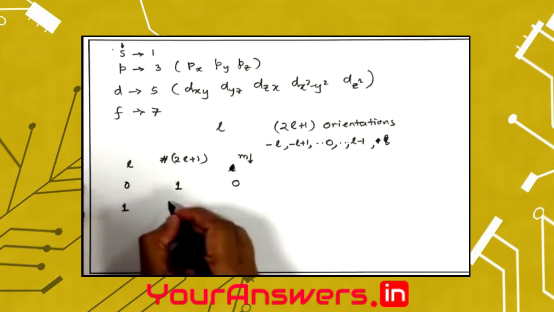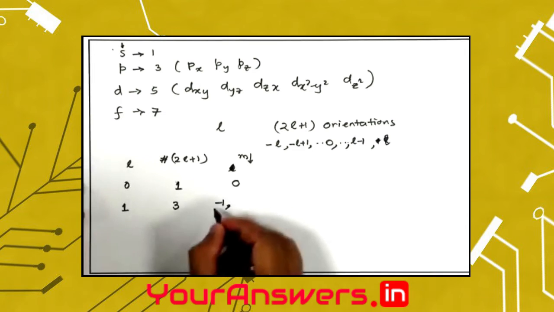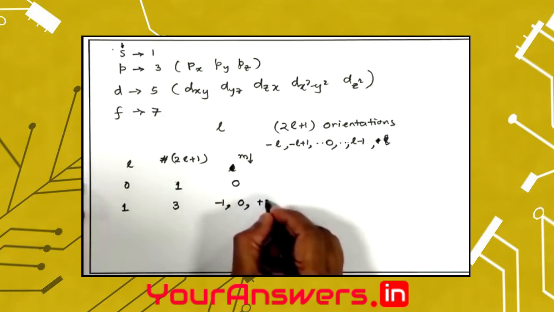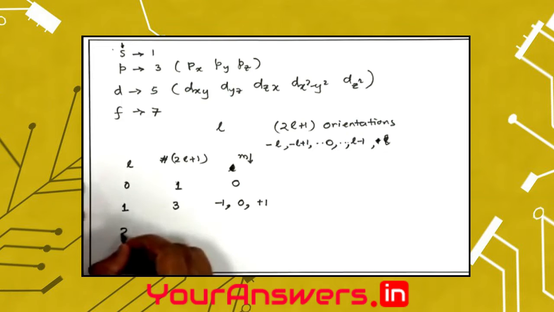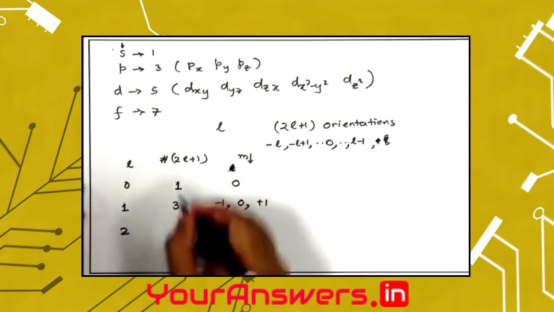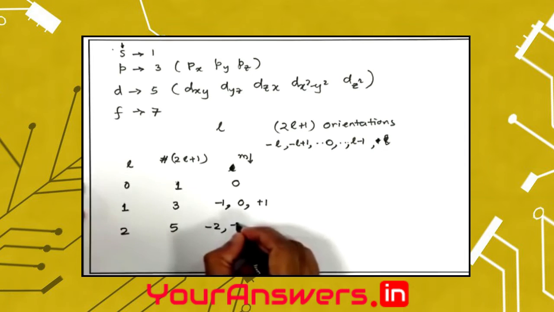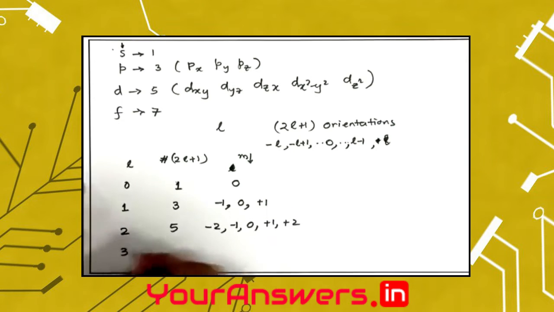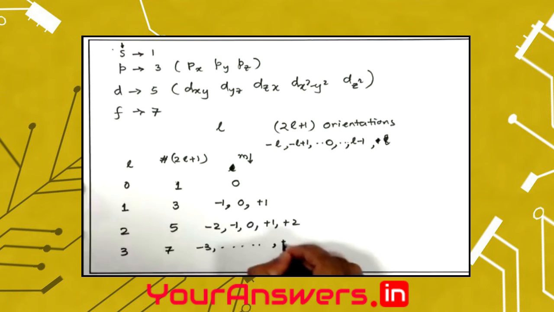When L is 1, how many possible values are there? 2 times 1 plus 1 is 3, and what are they? It starts from minus L, that is minus 1. In a step of 1, minus 1 plus 1 is 0, and one more step, 0 plus 1 is plus 1. So, it can be minus 1, 0, plus 1. These are the three different magnetic quantum numbers. When L is 2, how many different orientations are possible? 2 times 2 plus 1 is 5. They are minus 2, minus 1, 0, plus 1, plus 2. When L is 3, there are 7 different ways, and they go from minus 3 to plus 3.